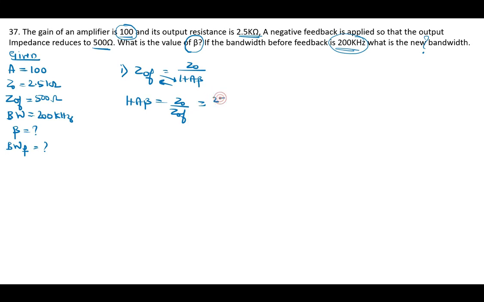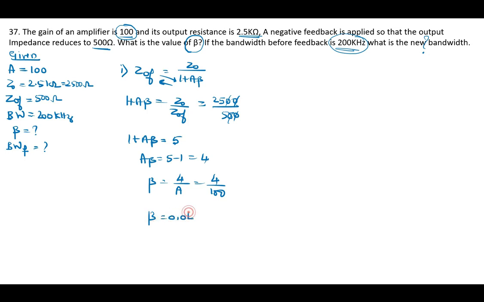ZO is 2.5 kilo ohm, means 2500 ohm, divided by 500. So 1 plus A beta will be equal to 5, because if you take these two, 25 by 5 is 5. So what will be A beta? 5 minus 1, that is 4. Beta is equal to 4 by A, that is 4 by 100. Beta is equal to 0.04 or 4%. This is the value of beta.